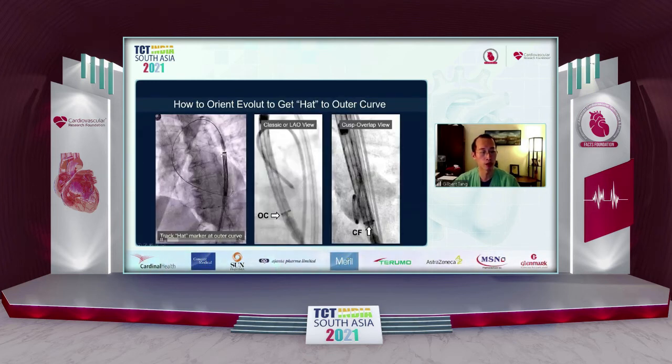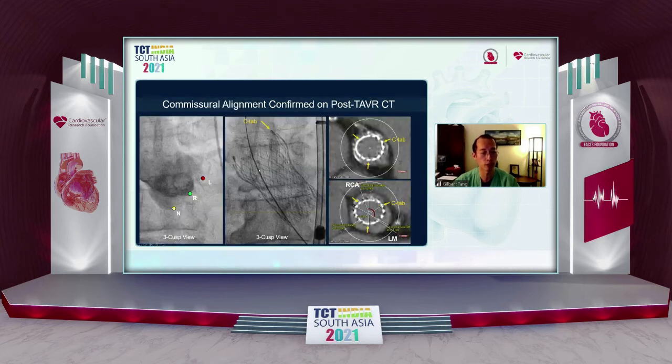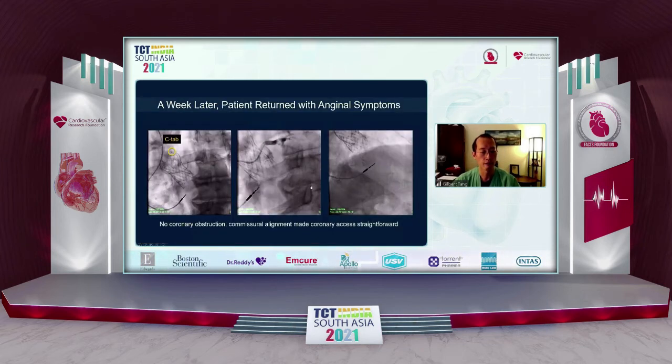So here's how it looks on fluoro. You can see the head marker tracking across the arch and the outer curve. And when you're ready to deploy your valve, your head marker will be either at the outer curve or center front, depending on which fluoro view you look at. And so when you release the valve and go back to a 3-cusp planar view, the CTAP will typically be at the inner curve of the ascending aorta. This patient had a post-CT looking at the commissure, so you can see it's quite well aligned. And in fact, this patient had a selective coronary angiogram done and there was no issue at all.